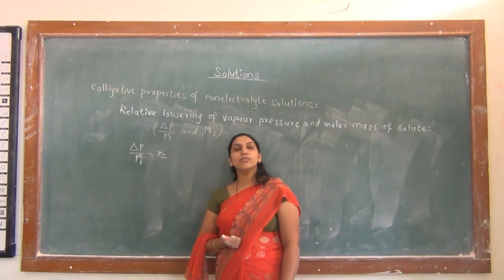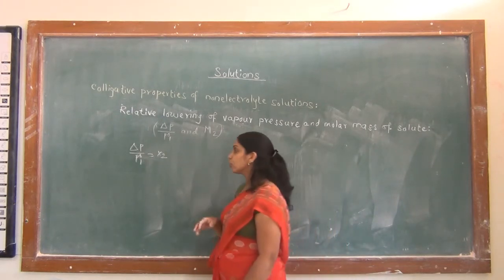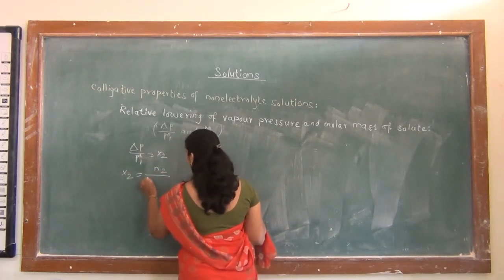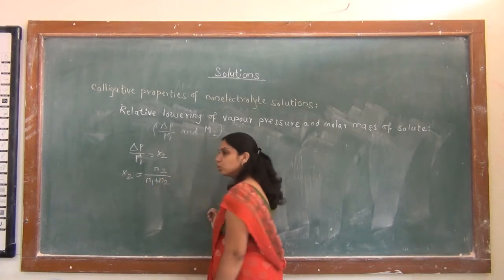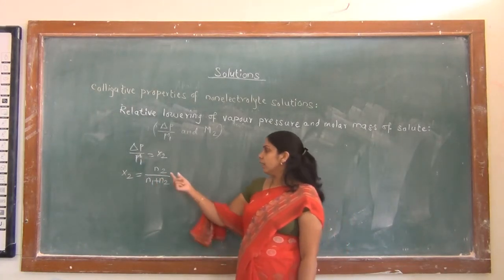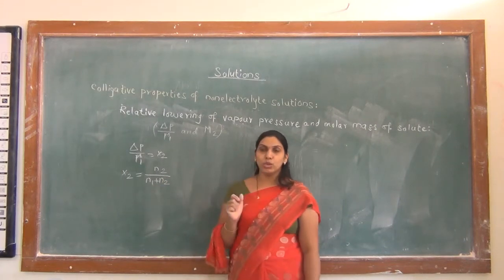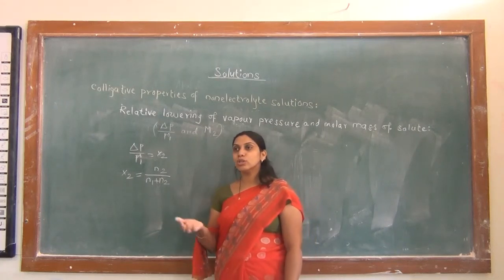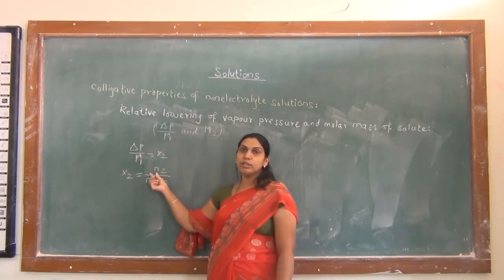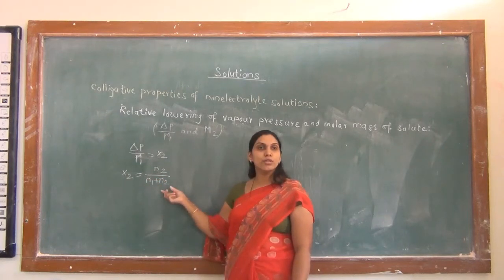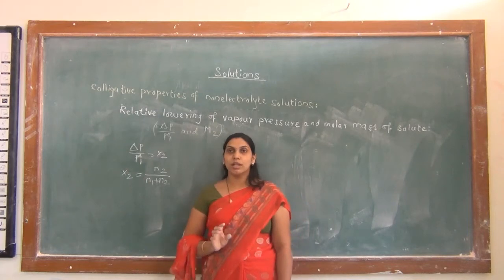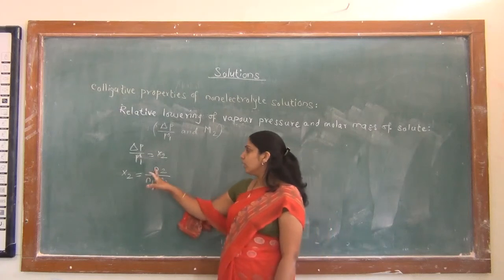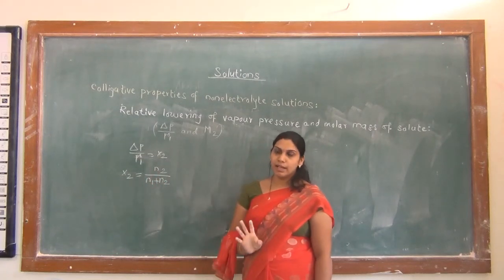Now, what is the formula for mole fraction of solute? What is the formula for x2? We have studied it in 11th standard. x2 is equal to n2 upon n1 plus n2. The mole fraction of any component is equal to the ratio of the number of moles of that component to the total number of moles of all the components present in the solution. According to this definition, the formula obtained for x2 is n2 upon n1 plus n2.